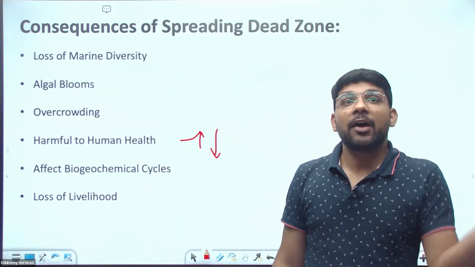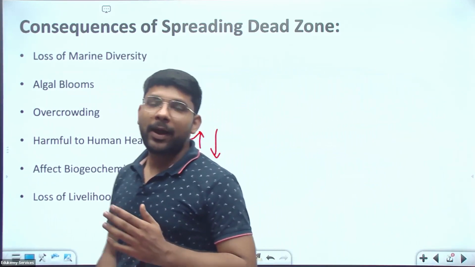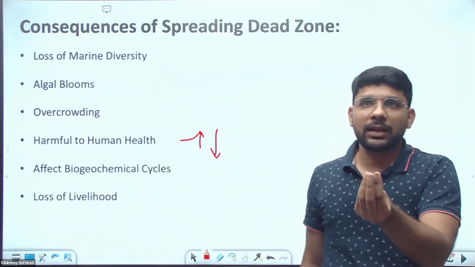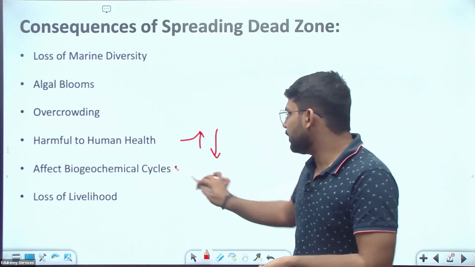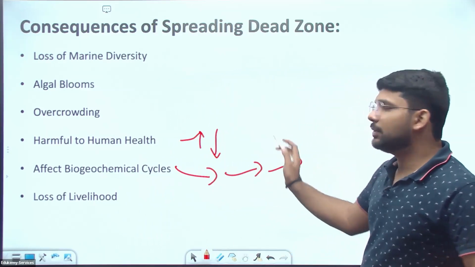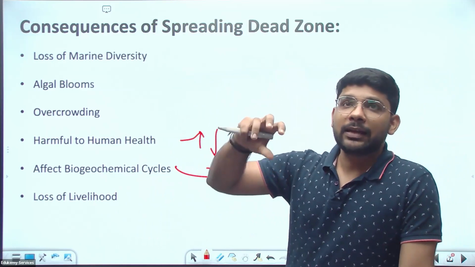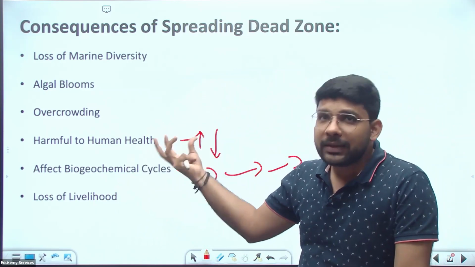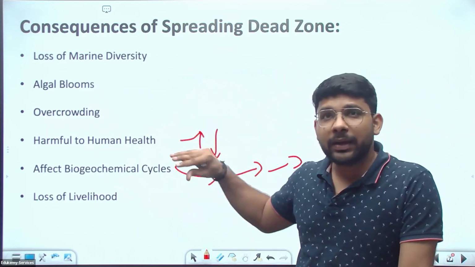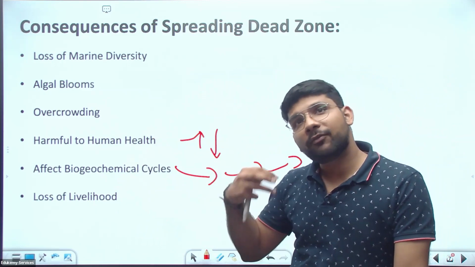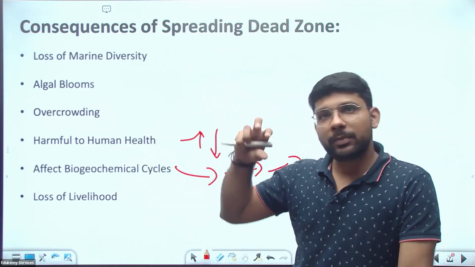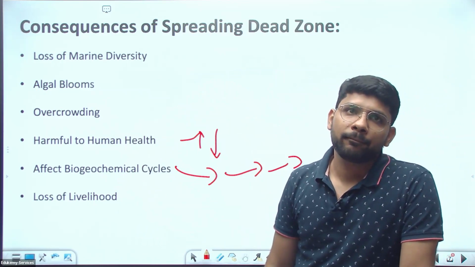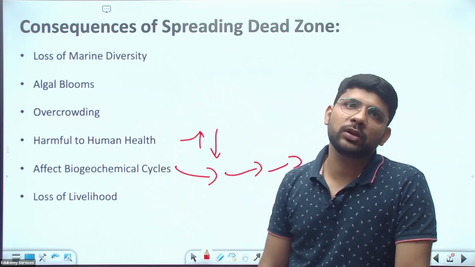Then the next point is that it affects the biogeochemical cycles. If any lake is in a dead zone, the oxygen level has decreased, maybe due to some chemicals, nitrogen and phosphorus. But the biogeochemical cycles, the sulfur cycle, nitrogen cycle, and carbon dioxide cycle will be affected here. They will be affected due to the lack of oxygen and due to the death of the organisms. So this also affects the biogeochemical cycle.